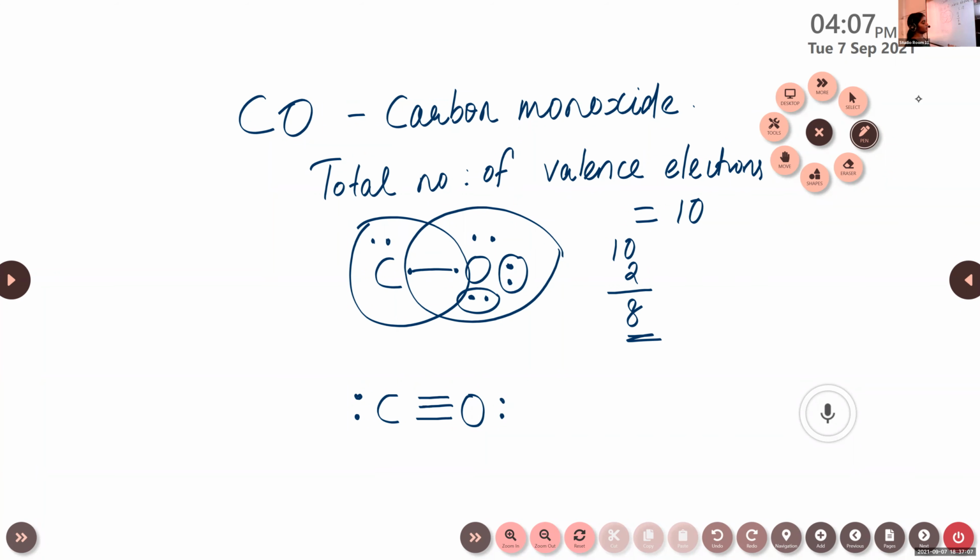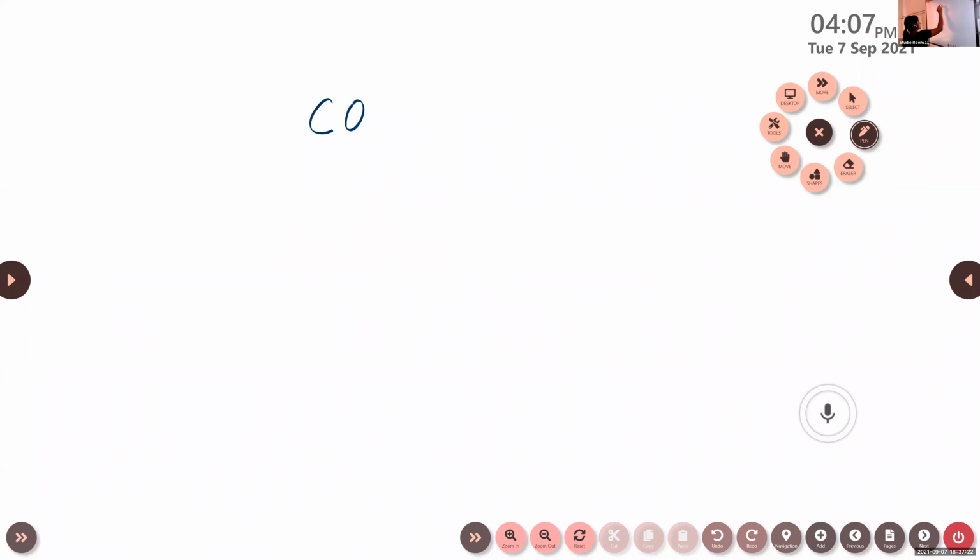We completed, children? Yes or no? Yes. Then the next example, we can draw the structure of CO3 2 minus. Draw the structure of CO3 2 minus, the carbonate ion.